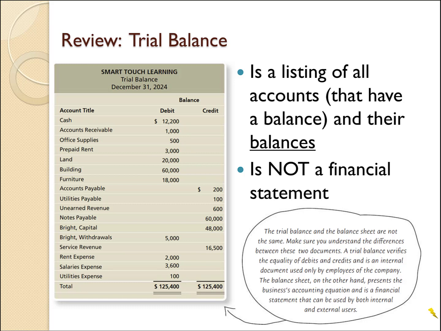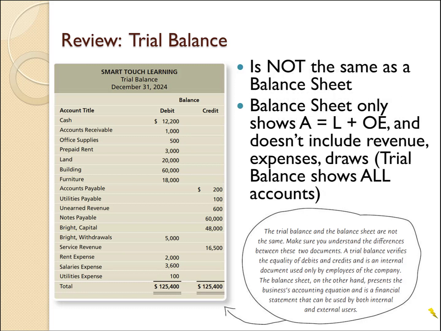A trial balance is just a listing of all the accounts as long as those accounts have a balance. So if there's an account that has a zero balance, you would leave it off the trial balance. The trial balance is a list of all accounts that have a balance, and then you list their balances either in the debit column or the credit column, as seen here on this trial balance. Now remember, the trial balance is not a financial statement. It's just a list of all the accounts that have a balance and their balances.